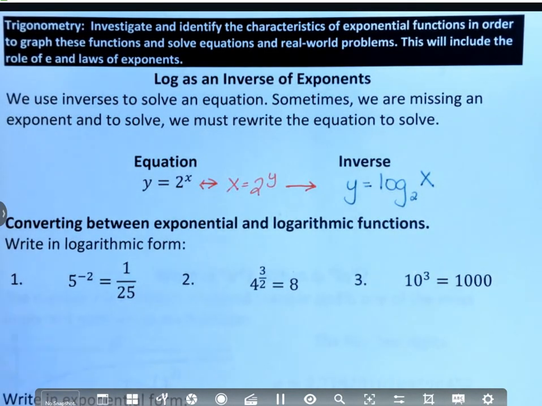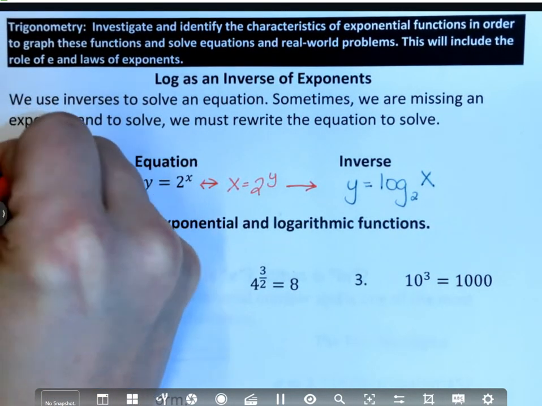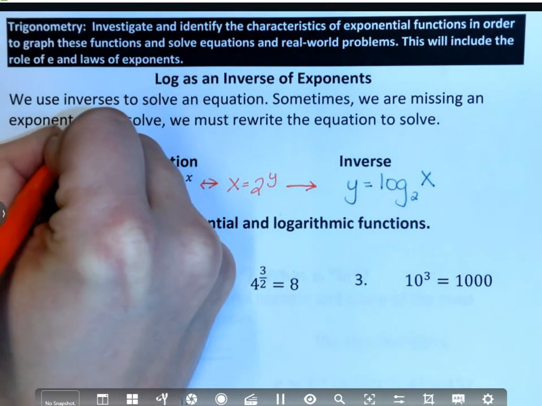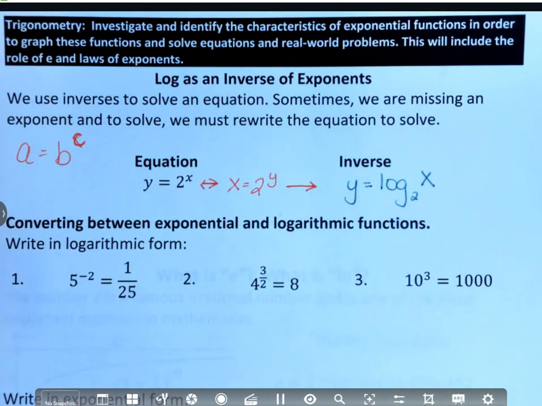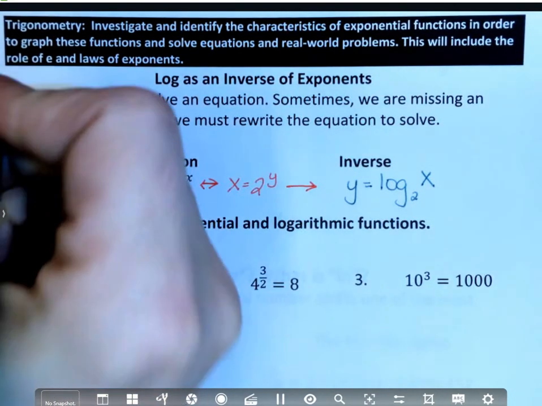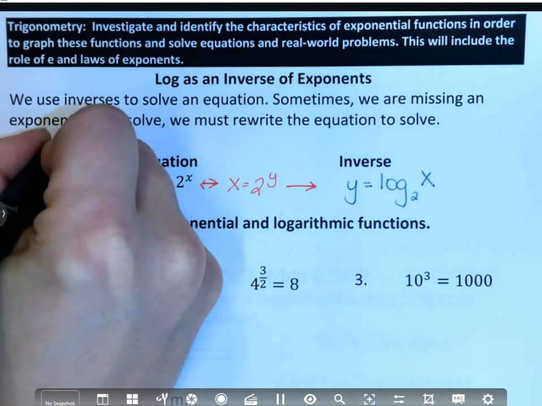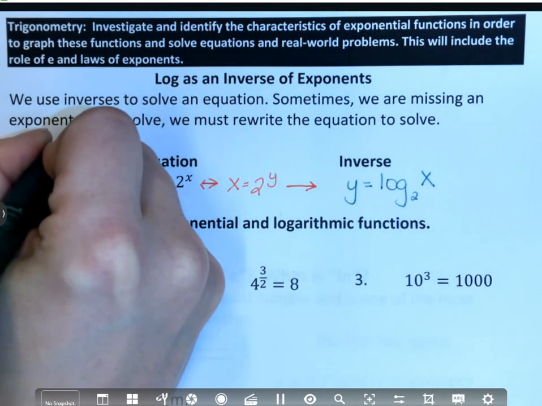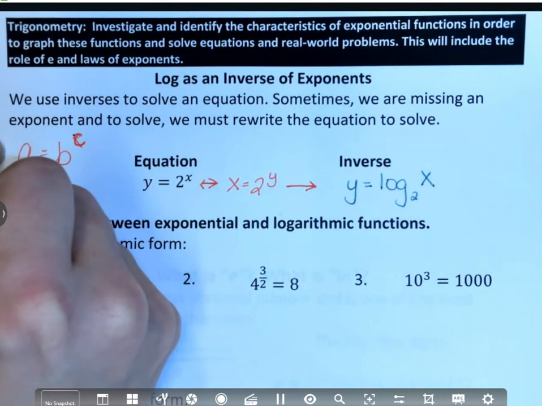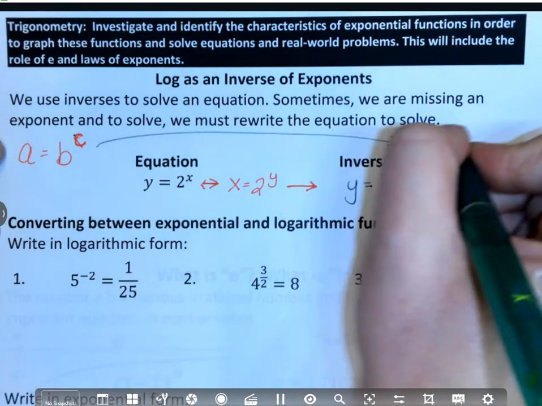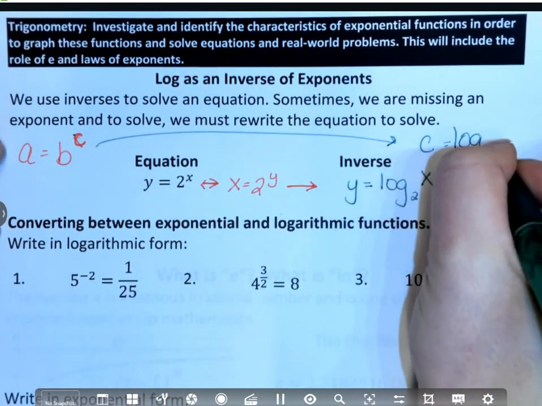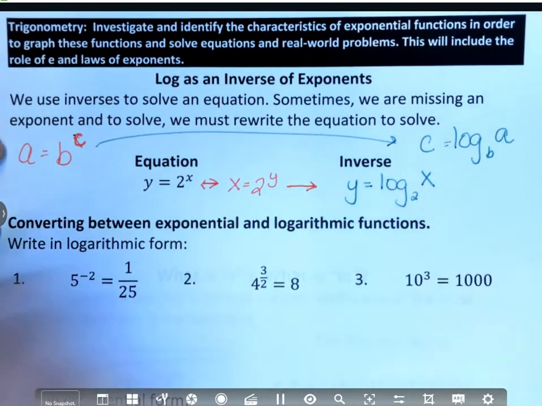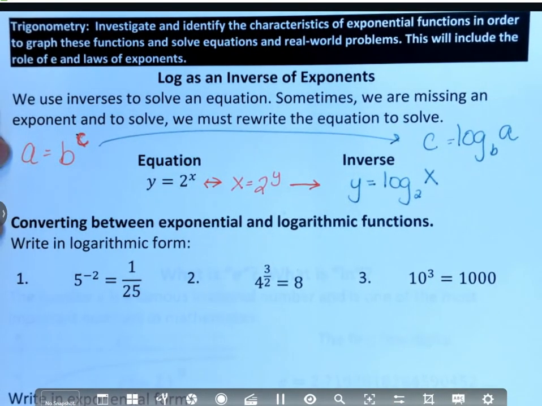If we start with something that says a equals b to the c, which is usually the way that they do it, the way I think about it is I say this number is equal to... So if I want to switch that over, we would say the power is equal to log base answer. That's how we flip-flop them.